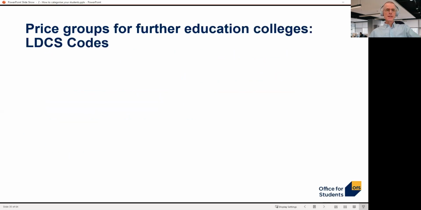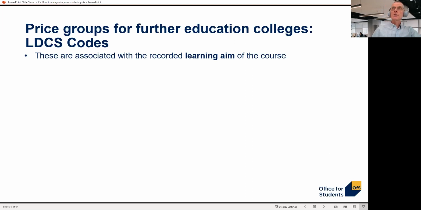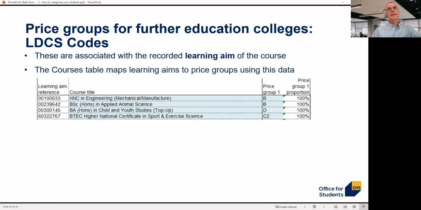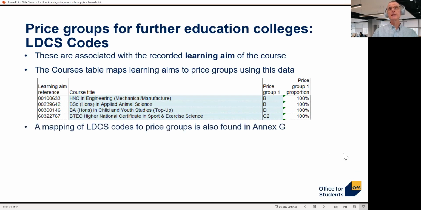So as we saw a moment ago, further education colleges use, sorry, my notes are just catching up here. Further education colleges use LDCS codes, and these are associated with the recorded learning aim of the course. And what's nice is that the courses table, which only appears in workbooks for further education colleges, maps the learning aim reference to the correct price group. It actually has a lookup, and you can see an example here from the courses table. And this is something which makes it a lot easier. You also see a higher level mapping in Annex G as well.